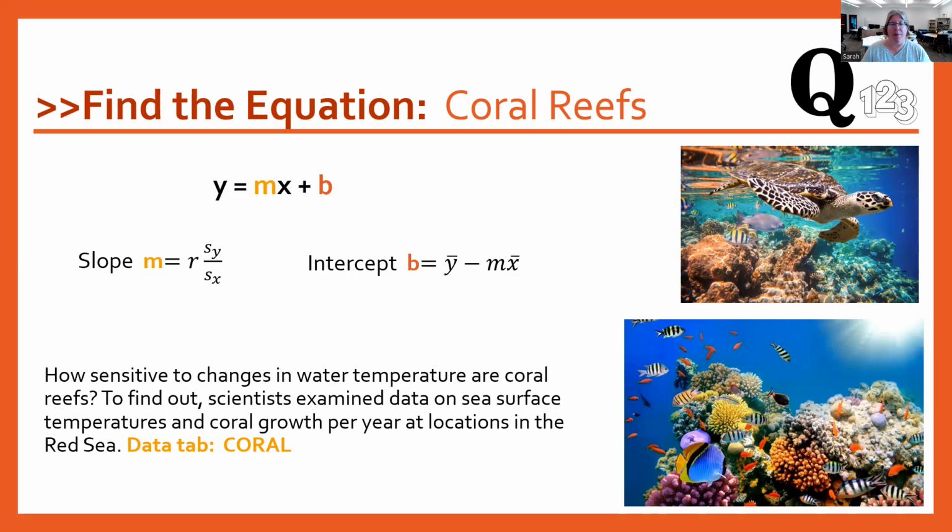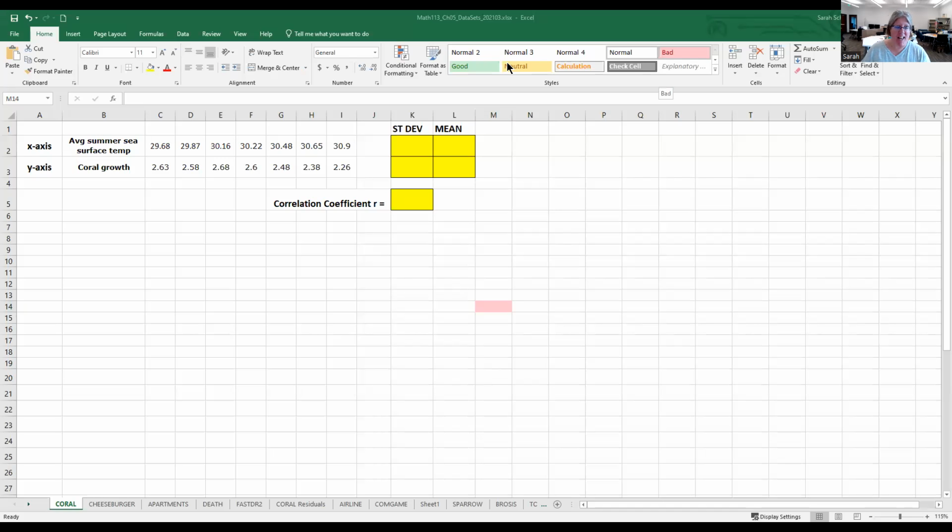Go ahead and hop over to Canvas and download the data set for chapter 5, and I'll see you in Excel in just a moment. All right, so here's the data set in Excel. It's the tab called just coral. There's another one called coral residuals, and we'll look at that later. You want the one that just says coral.